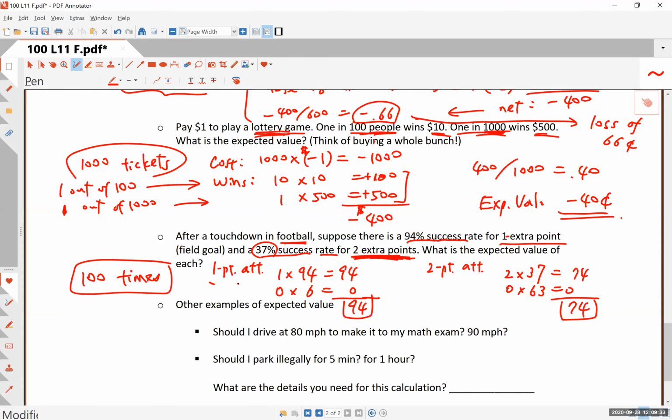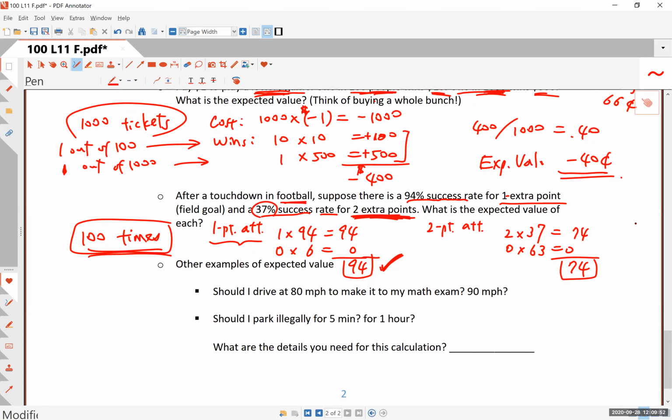While if you try for 1 point, that's almost a certain way to get 1 extra point, you get 94 points after 100 times, right? And so that's why, again, most teams will prefer to go for the 1 extra point as opposed to the 2 extra points, all right? So, again, the decision is made based on expected value. And so that certainly makes sense.